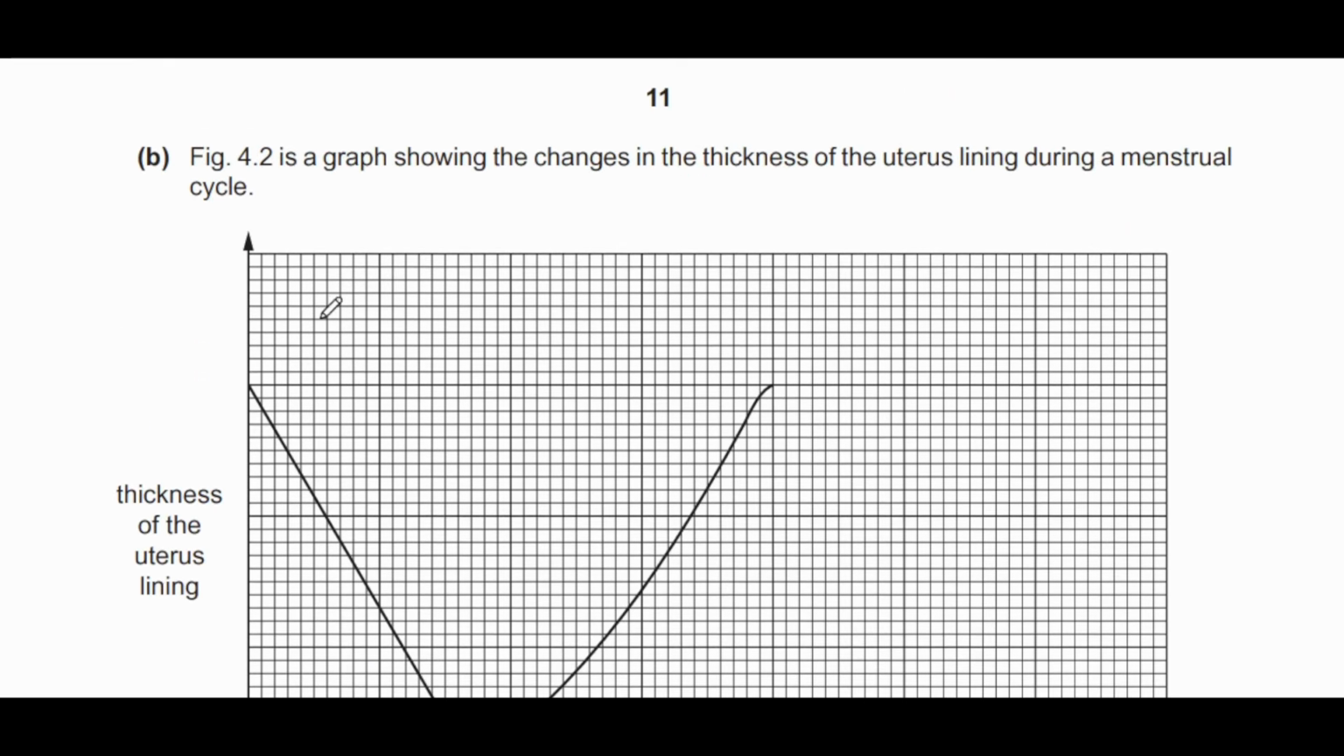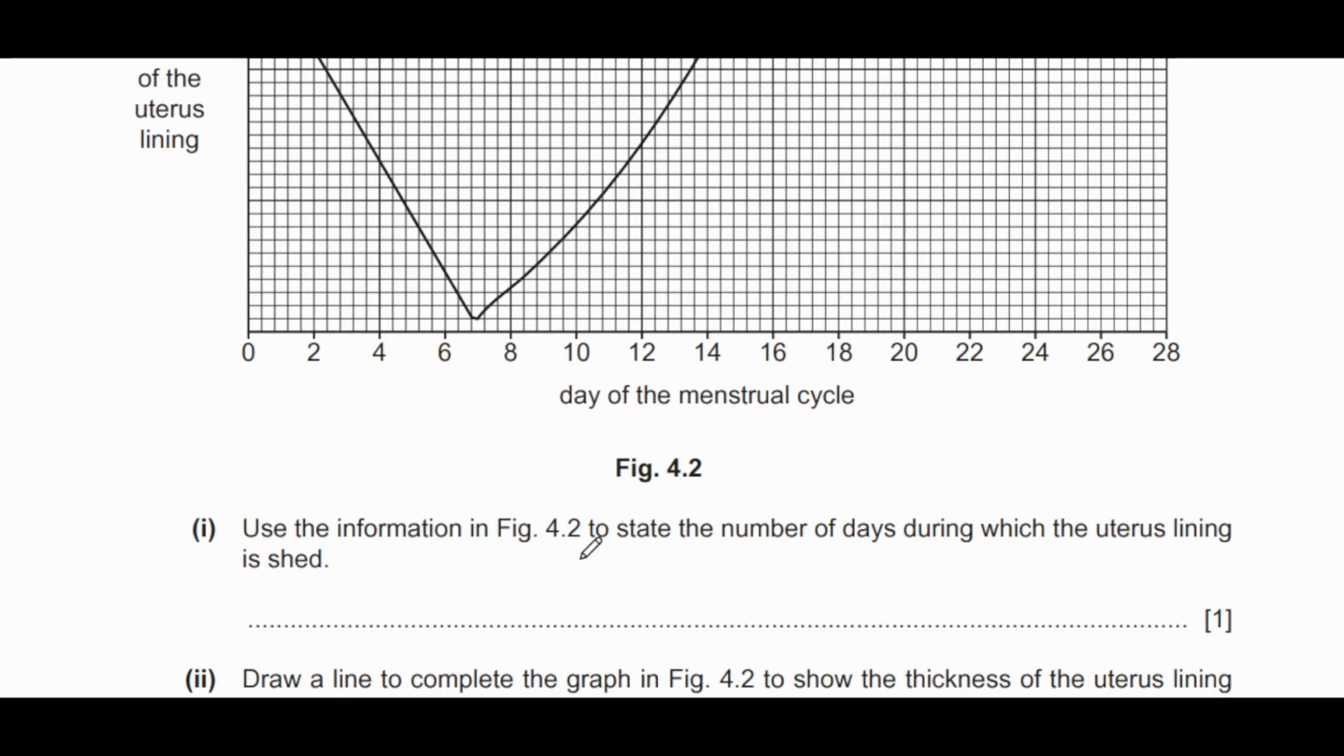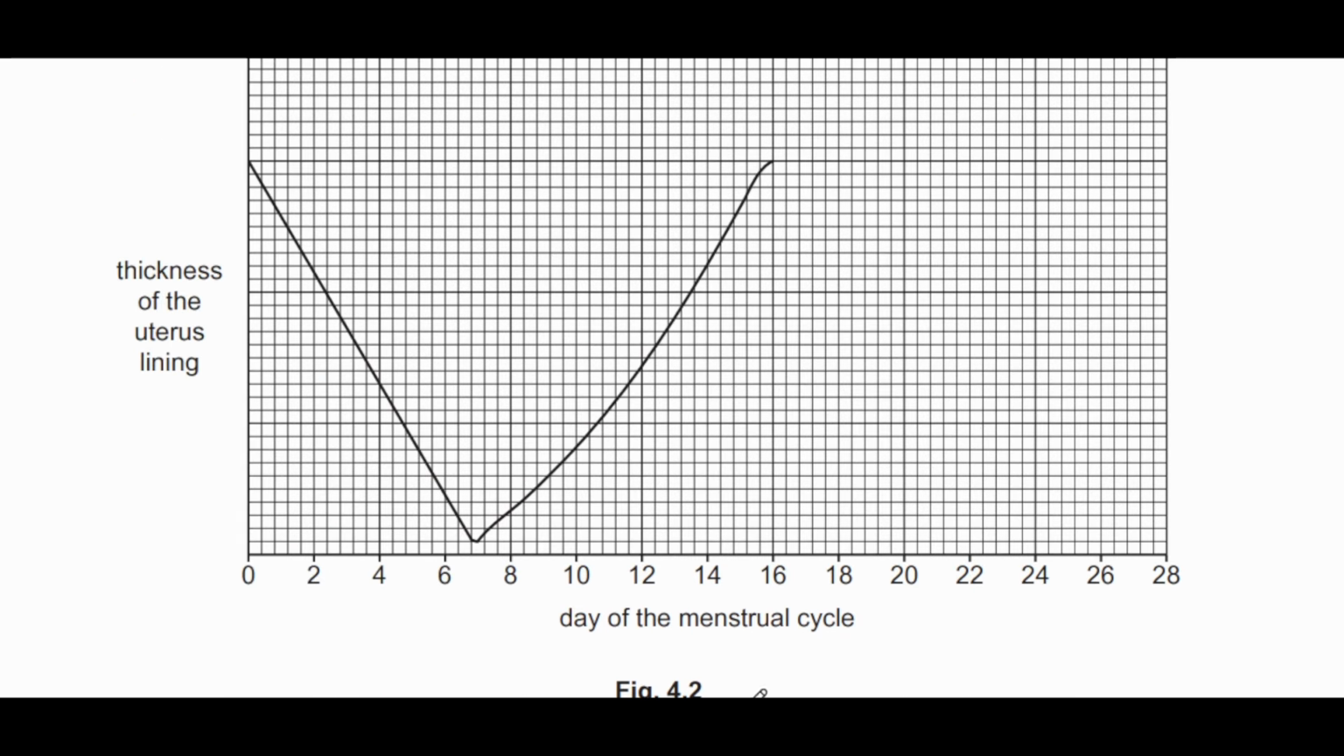Now, question B. Showing the changes in the thickness of the uterus lining during menstrual cycle. Use the information of Fig 4.2 to state the number of days during which the uterus lining is shed. So when it's shedding means the thickness will decrease. So therefore, in the graph from this point to this point is how many days? Would be around 7 days, right? So this point is around 7 days. Okay.